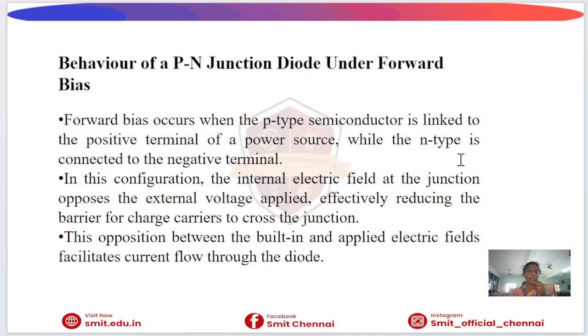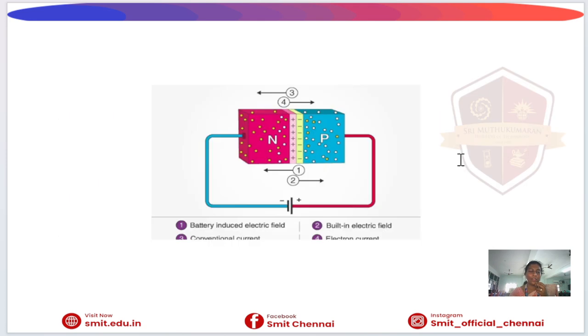So in no bias condition, no external voltage is connected. The diffusion occurs initially, then the depletion layer forms. So the internal electric field develops, and the drift current is equal to the diffusion current. As a net result, no net current flows. The diode remains in an equilibrium state because there is no bias condition.